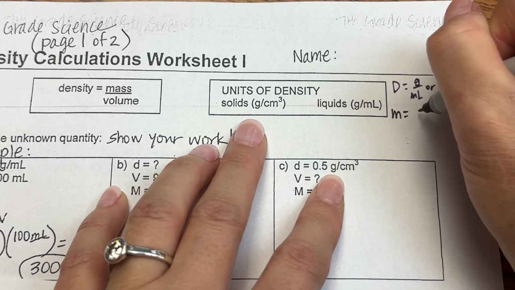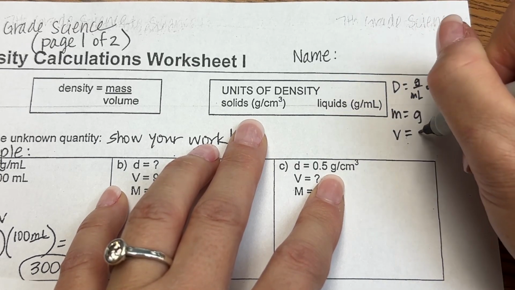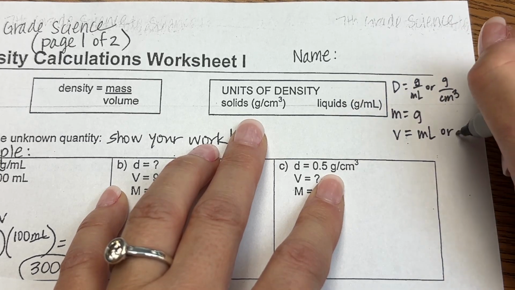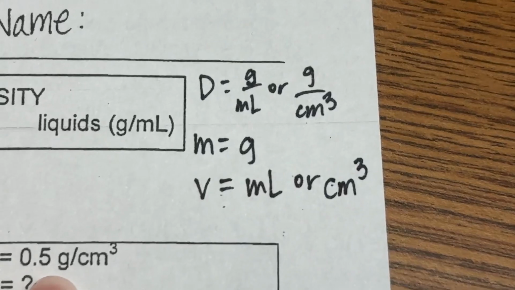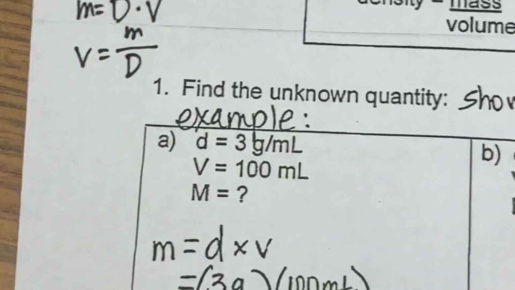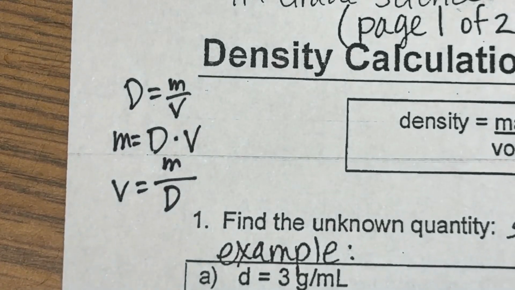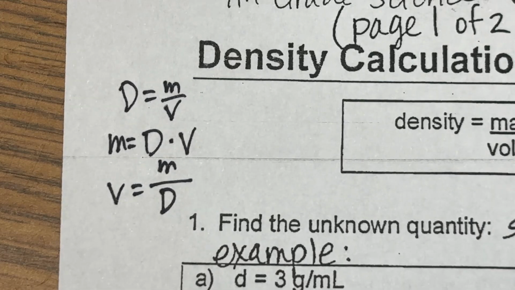We could have mass equals grams. We could have volume equals milliliters or centimeters cubed. Okay, so that right there and that right there. And I'm going to make a second video explaining the problems.